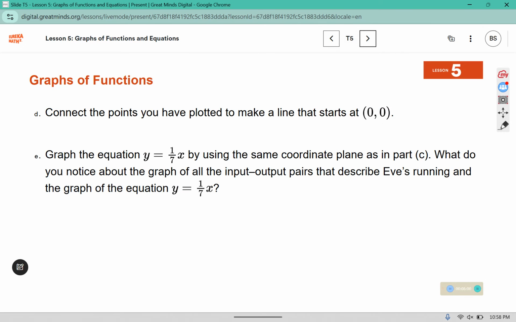So when it says, what do you notice about the graph of all input-output pairs and the graph of the equation? They match.